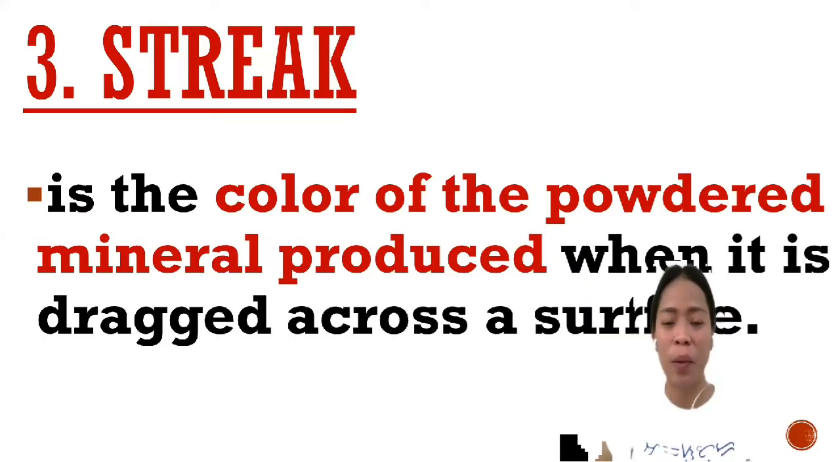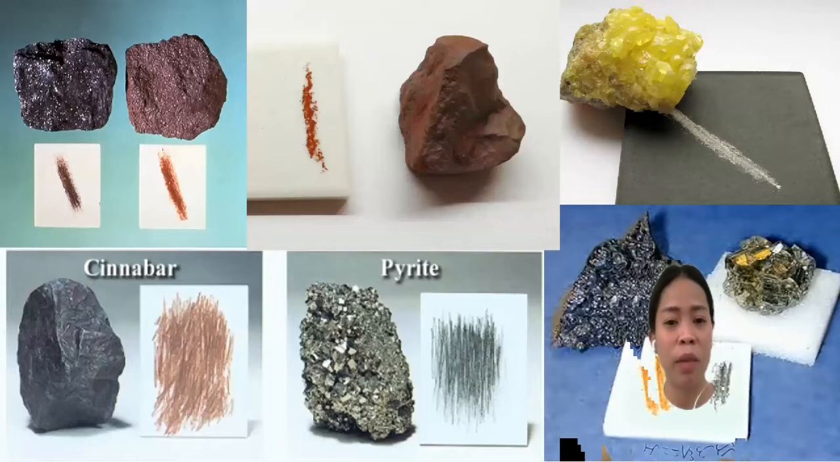The third physical property of the minerals is streak. It is the color of the powdered mineral produced when it is dragged across a surface. What's the difference between the streak and color? If you are going to determine the streak of a mineral, get a paper or anything that you want to drag across your mineral. So look at this. For example, cinnabar. The color of the mineral or the rock cinnabar is black. But when you drag it across a surface, the color of the streak produced is brown. Very good.